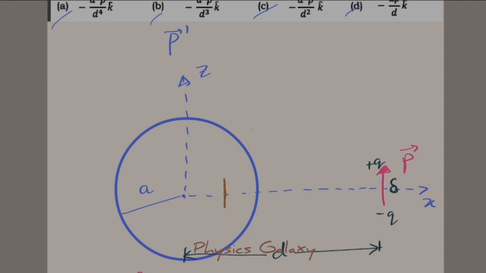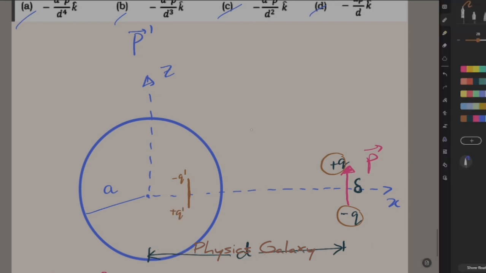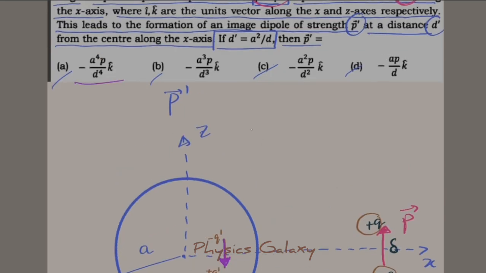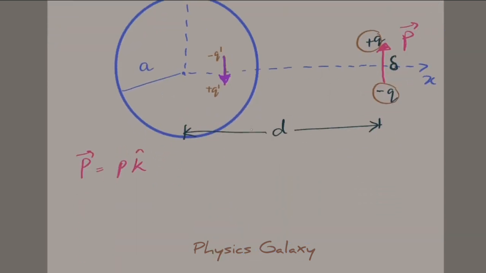Suppose this is plus q, it will have minus q dash here, and if we have minus q here, we'll have plus q dash here, and the direction will be opposite. So my image dipole will be pointing downwards. That direction I already know, it will be in the minus k cap, but all four options are in the minus k cap direction. So what I have to find is the magnitude only.